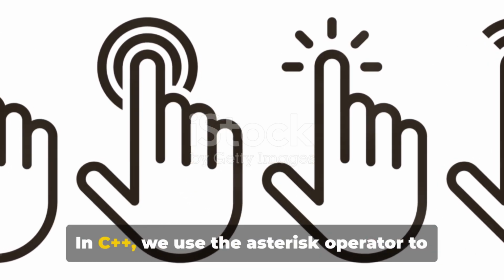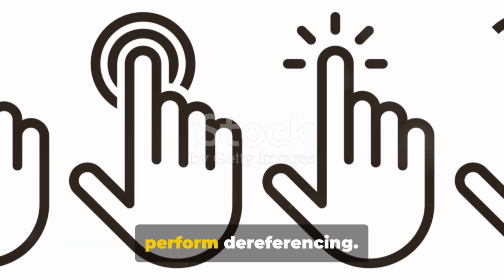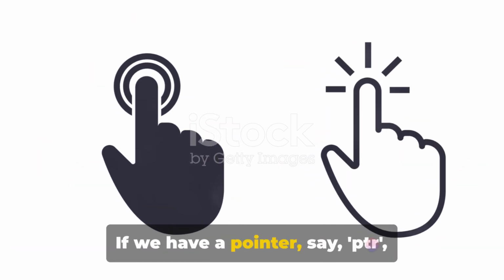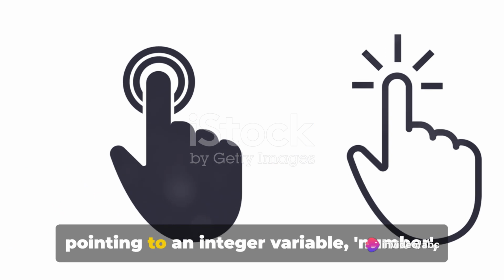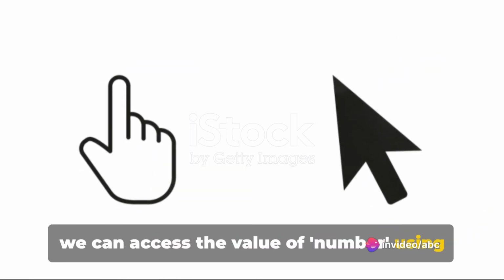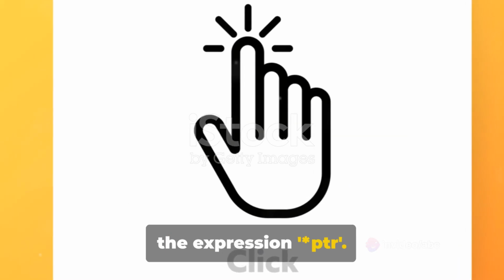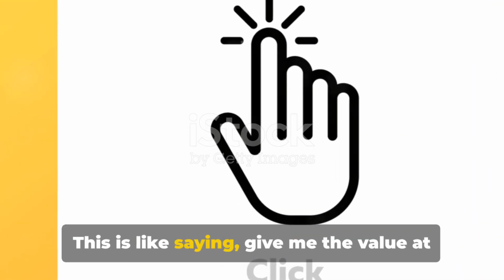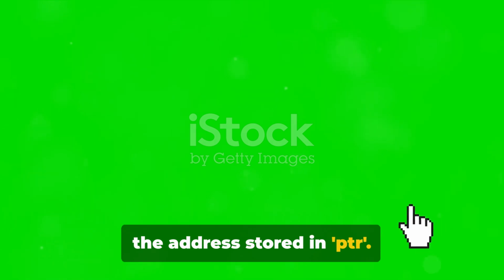In C++, we use the asterisk operator to perform dereferencing. If we have a pointer, say, ptr, pointing to an integer variable, number, we can access the value of number using the expression *ptr. This is like saying, give me the value at the address stored in ptr.